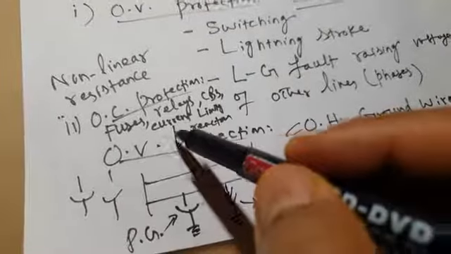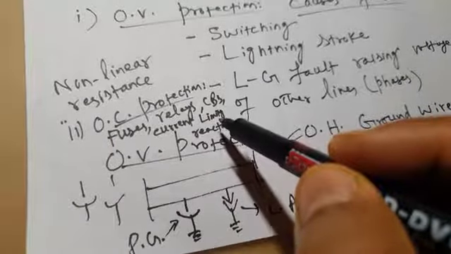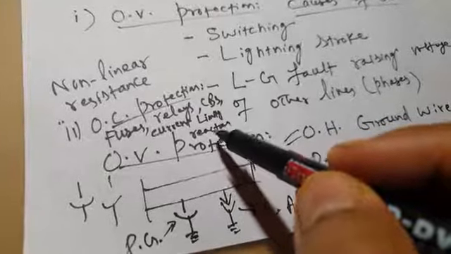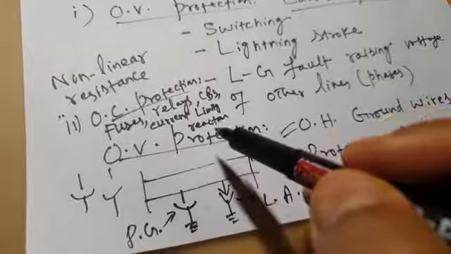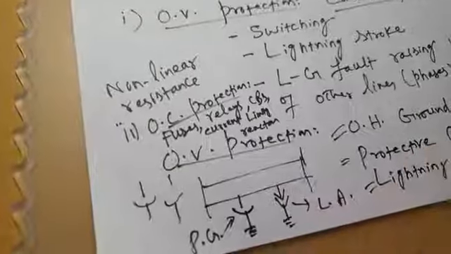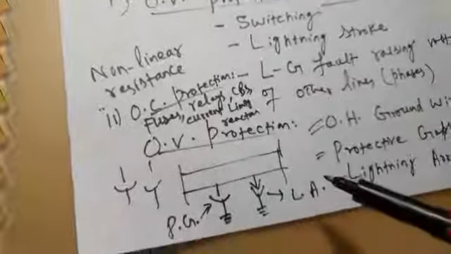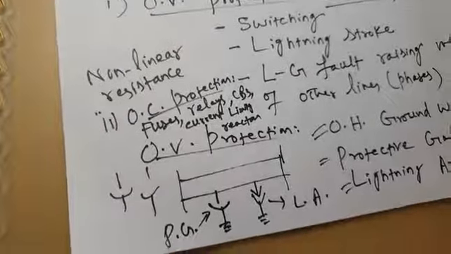Another method of overcurrent protection is the current limiting reactor. A reactor is placed in series with the line, and whenever there is overcurrent because of some fault, it limits the magnitude of the short circuit or fault current. So this is overcurrent protection of AC systems. That is about how protection is provided for AC systems, overvoltage protection and overcurrent protection. Now we will study how we can provide protection for an HVDC system.